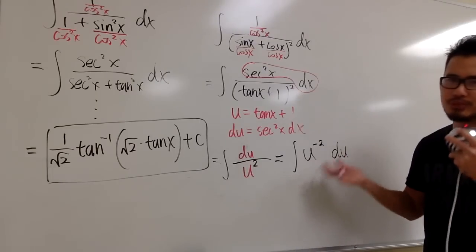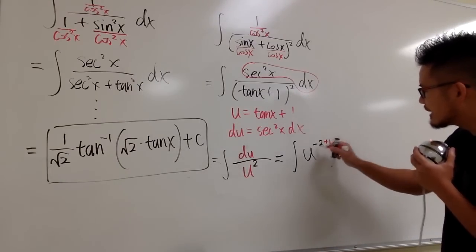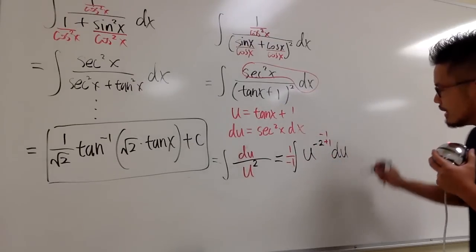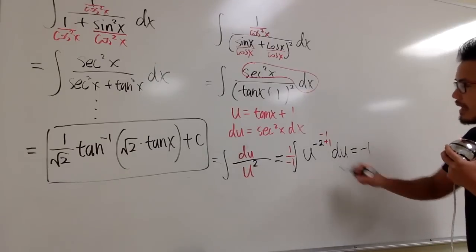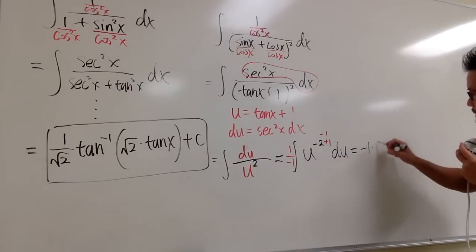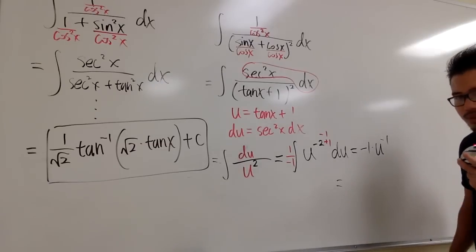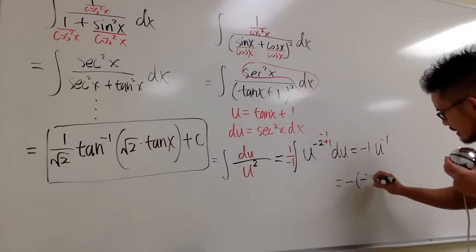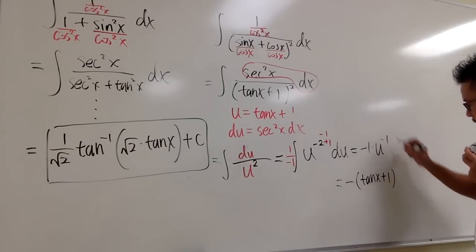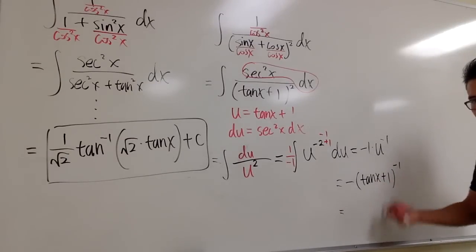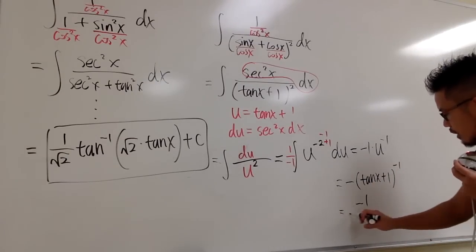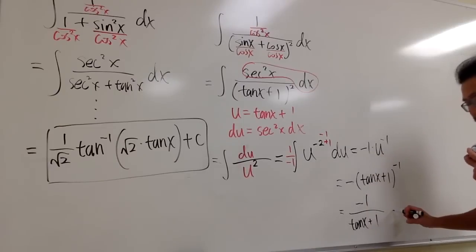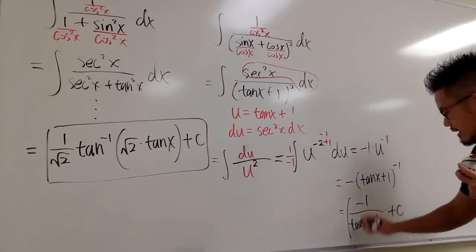Now what? We can just do the power rule backwards. Let's add 1 to the exponent. Negative 2 plus 1 is negative 1, and then divided by negative 1, which is the same as multiplying by 1 over negative 1. Altogether, this is negative 1 times u to the negative 1 power. Are we done? No. At the end, u is the tangent x plus 1, so let's put it down: negative, tangent x plus 1 raised to the negative 1 power. Of course, we can bring this down to the denominator and write this as negative 1 over tangent x plus 1. And then we are so done. Plus C at the end. This is it.